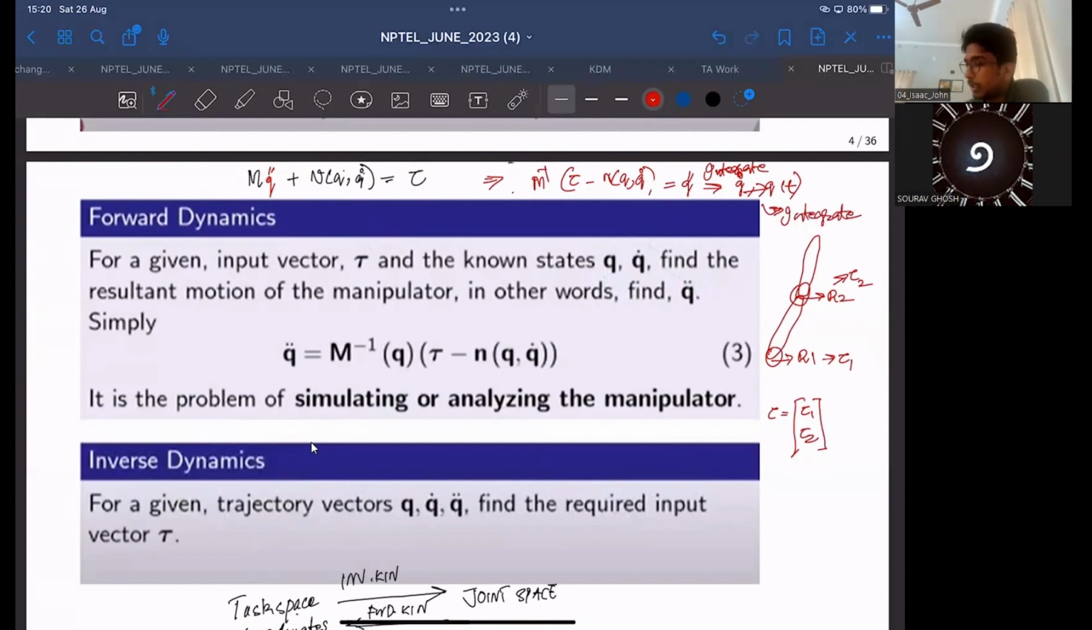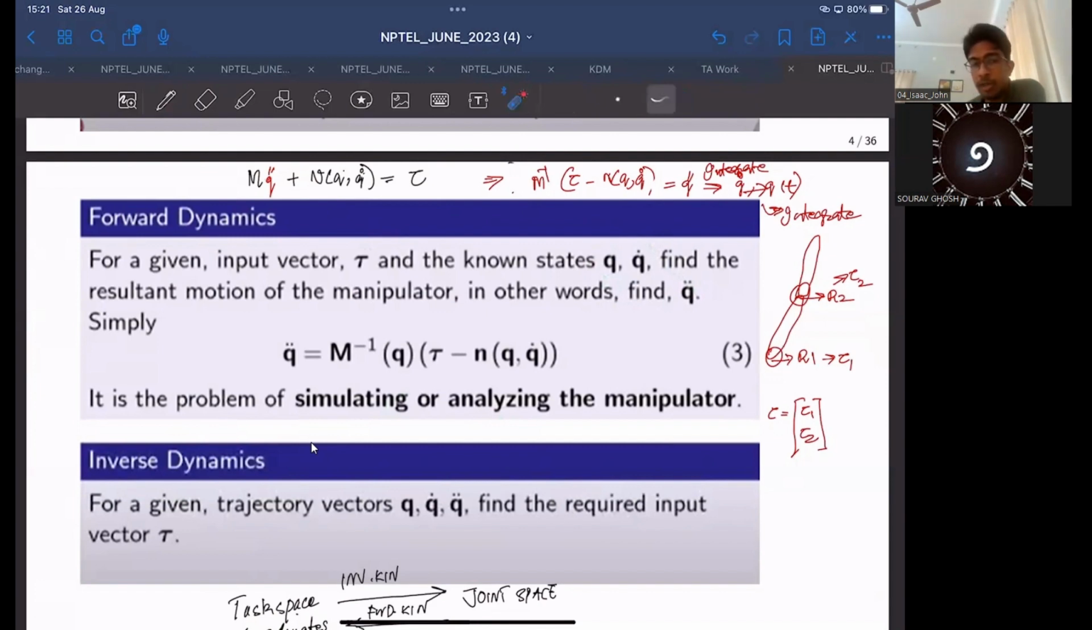So this is nothing but the forward problem. If you are giving a set of torques onto each of these joints, how would the robot behave, or how would the robot respond to the forces that we are giving onto the torques?